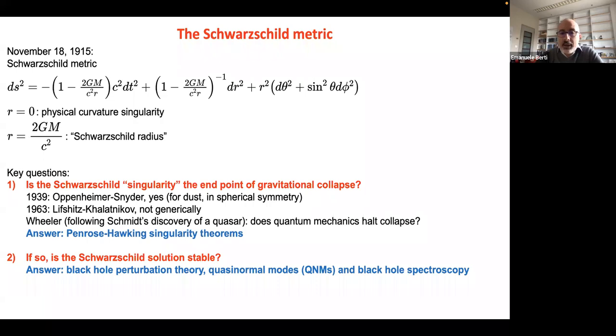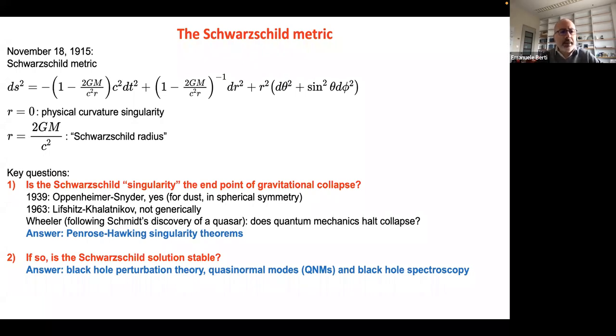And the key questions for the longest time were whether this Schwarzschild singularity had anything to do with physics, in particular, whether it represented the endpoint of gravitational collapse. A breakthrough in this sense was the 1939 paper by Oppenheimer and Snyder that answered the question affirmatively, but under very restrictive assumptions. Oppenheimer and Snyder studied the collapse of dust, a pressureless matter in spherical symmetry, which of course is not a realistic model for a collapsing star.